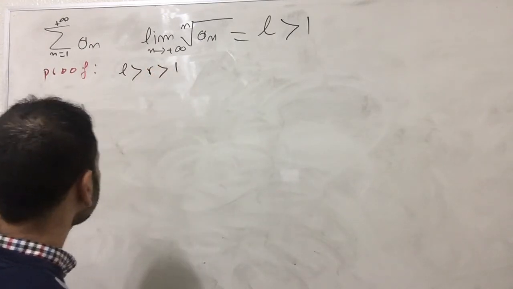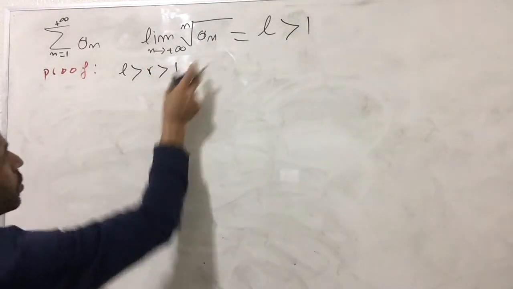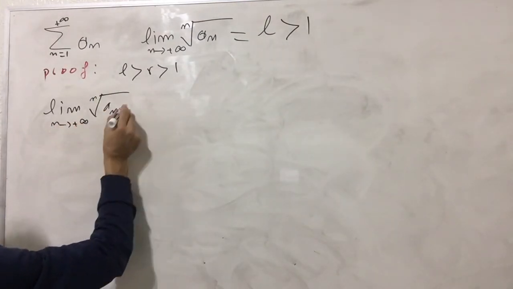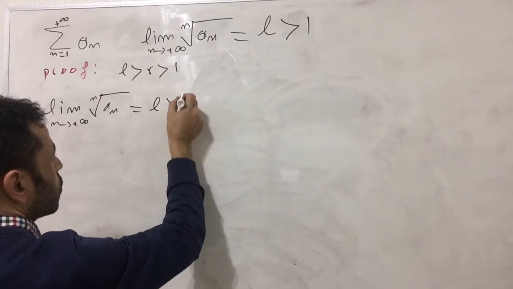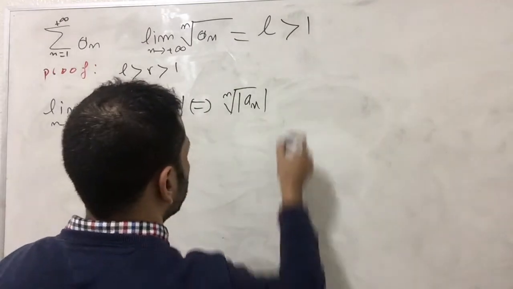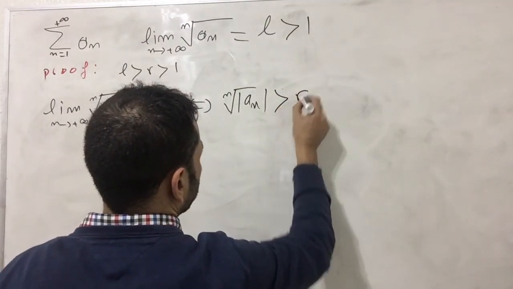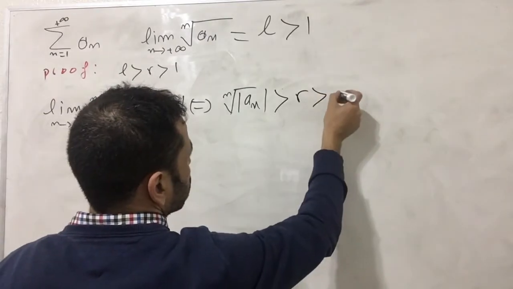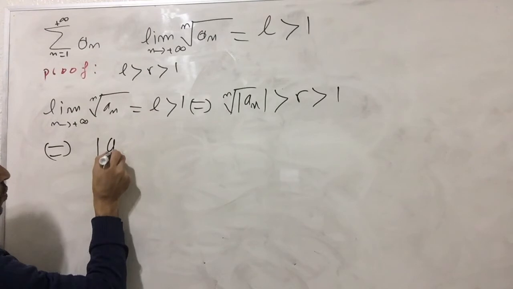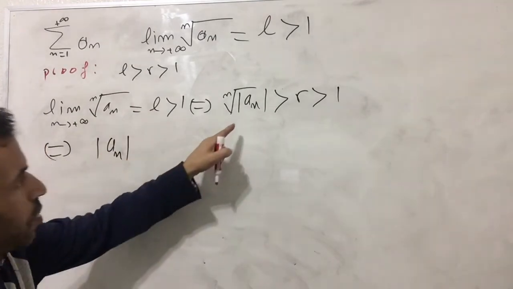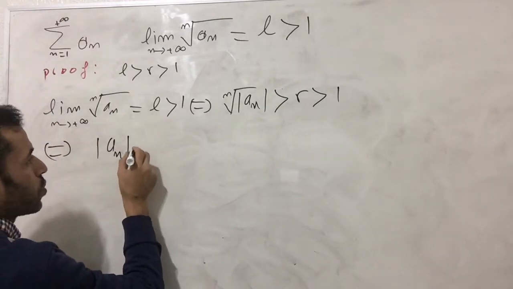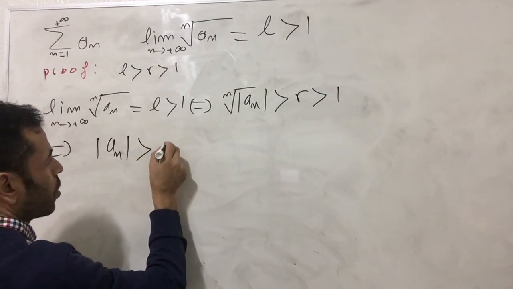Okay, so now as we have here the limit of the nth root of a sub n as n goes to infinity equal to L, strictly greater than 1, this is equivalent to the nth root of the absolute value of a sub n being strictly greater than R, with R strictly greater than 1. This is equivalent to the absolute value of a sub n. I'm going to raise the n exponent on both sides, so I will have the absolute value of a sub n strictly greater than R to the n.